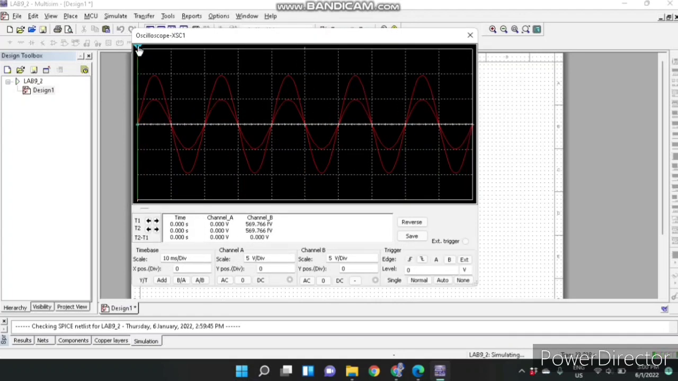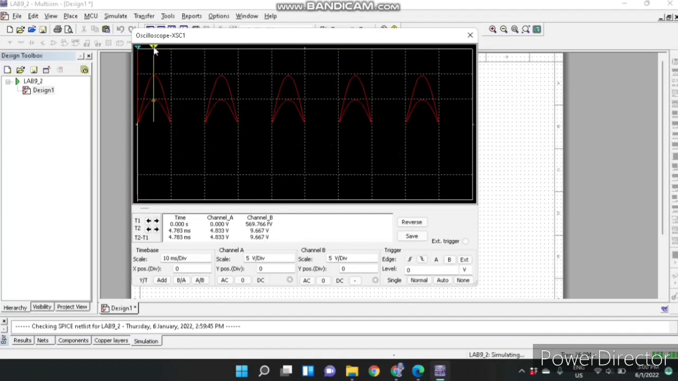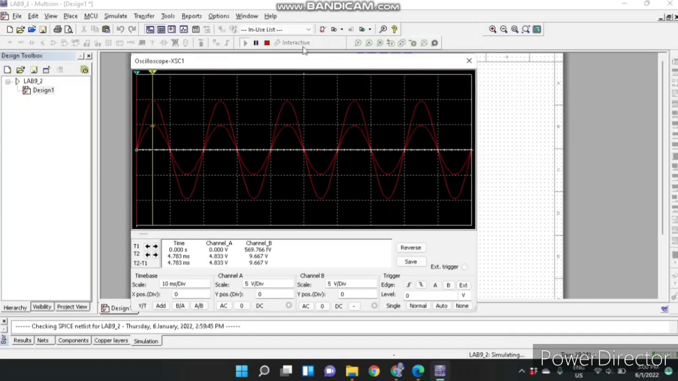I will put T2 on the peak voltage waveform and we can see the table below. It shows the channel A and channel B waveform values. Next we put T1 at the minimum peak, and we can see T2 minus T1 is the V peak to peak. Then we put T1 and T2 at the minimum values to find the period, and that's how we get the value. Thank you.